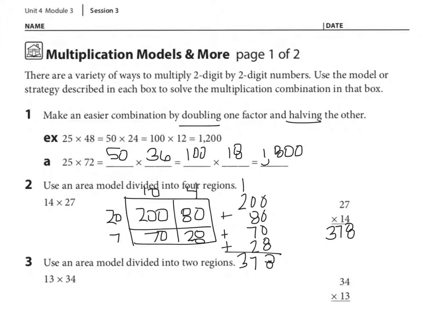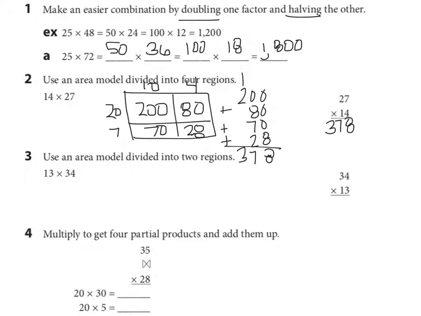Number 3, use an area model divided into 2 regions. So here I'm going to use an area model divided into 2 regions. I can maybe take 13 times 30 plus 13 times 4. So 13 times 30 is 390. So I can think 13 plus 13 plus 13, which is 39. Add a 0, 390. 13 times 4, so I can think 13 doubled, which is 52.